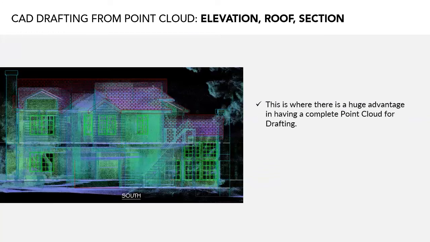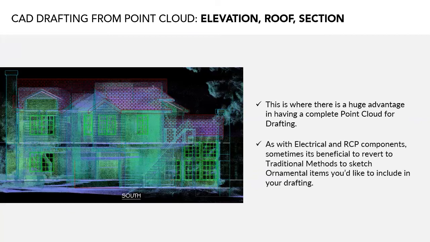So now let's get into drafting other views, such as an elevation from the cloud. Now this is where there is a huge advantage in having a complete point cloud for drafting. Provided that you are able to access the roof in scanning, then you'll have a complete picture of not only the roof behavior, but also every single height that you'll need to properly draft your roof, exterior elevations, and any section you might need. Unless you're using a scanner with very, very high precision, for exterior elements, it is recommended to revert to those traditional methods to sketch out some of those ornamental items that you would like to include in any drafting.